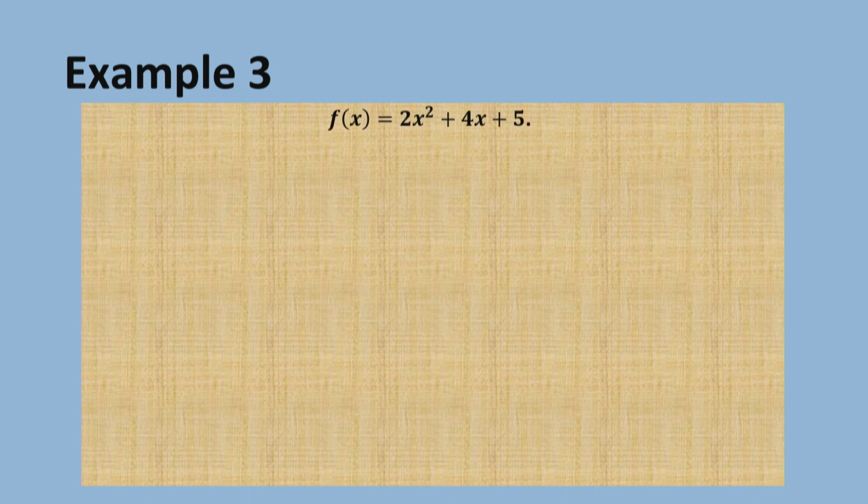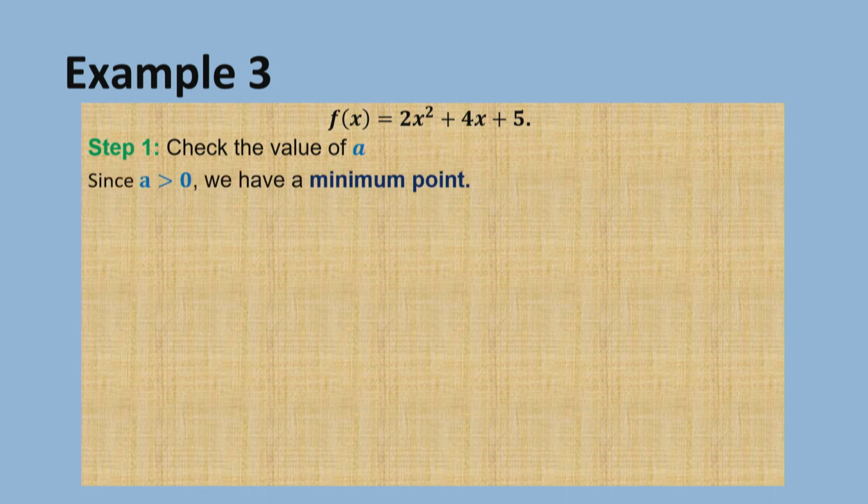Example 3. Now, we have f of x which is equal to 2x squared plus 4x plus 5. What can we say? Well, we check the value of a for the first step. The value of a is 2. So if it is 2, it is greater than 0. That's right. So we have a minimum point.